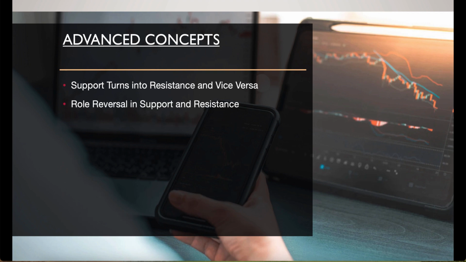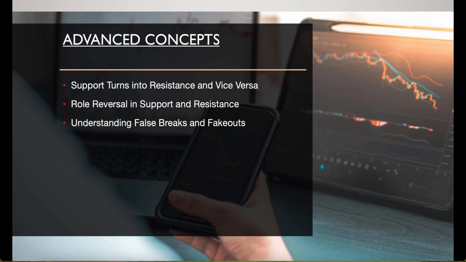Now, role reversal means that, like I said to you, when support breaks, it becomes resistance. When resistance breaks, it becomes support. So I don't want you to be confusing that. You just need to know that if it's respecting it, then that level's valid. If you break it, then it changes. So again, we need to understand that.